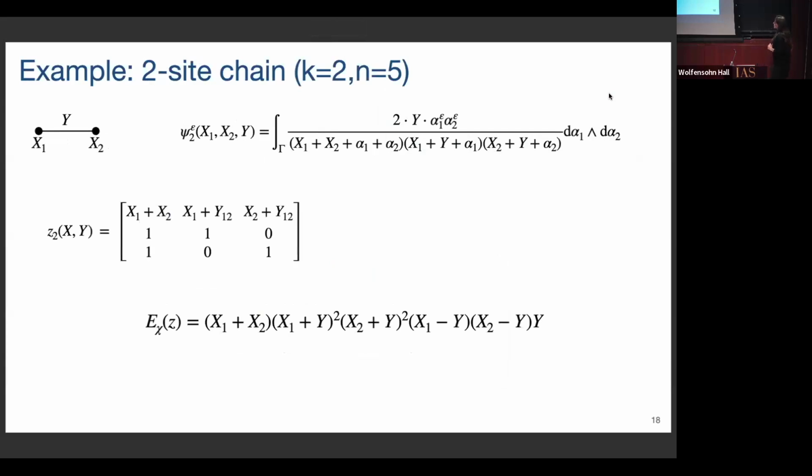Here is the example, and this is where physics actually provides interesting examples to test this on. So this was the two-site chain. This was the cosmological integral associated to it. And this is the matrix that now varies in a subspace. I have to say that in this case, there's no drop in Euler characteristic. So in this case, these coefficients are actually generic. But it's no longer the case when you take more complicated graphs.